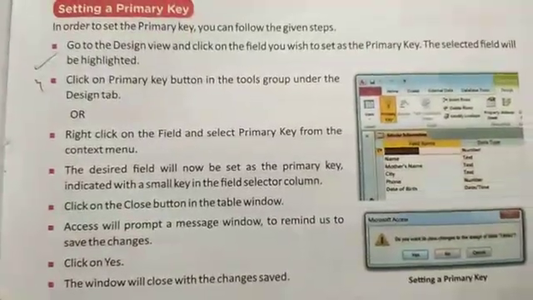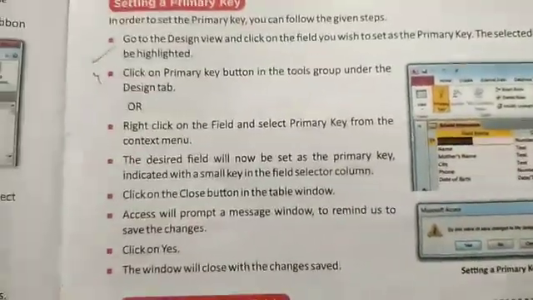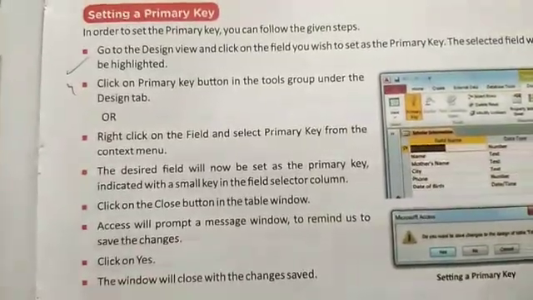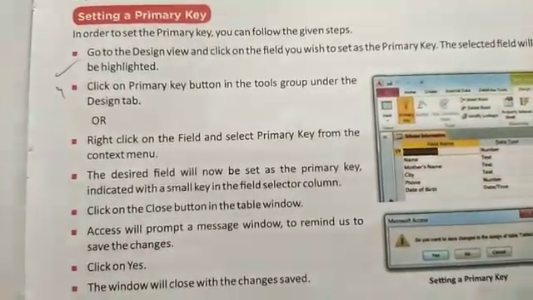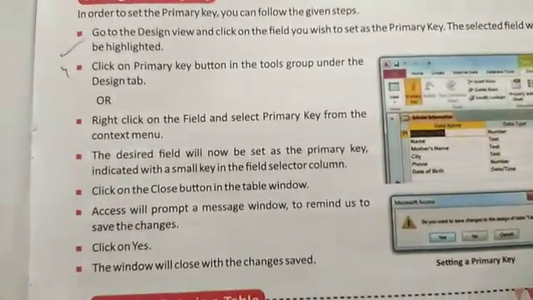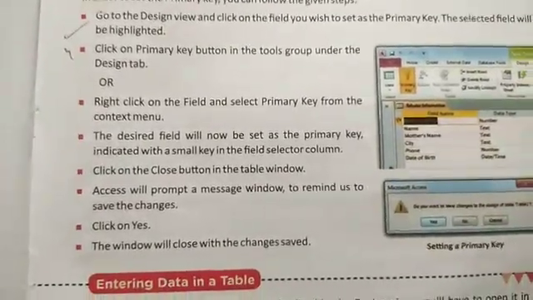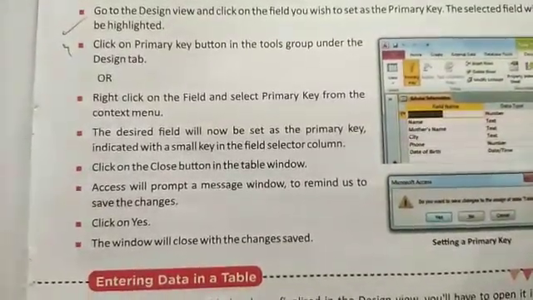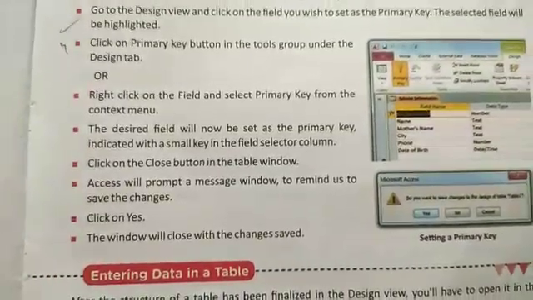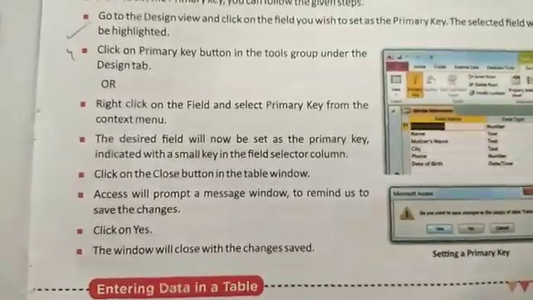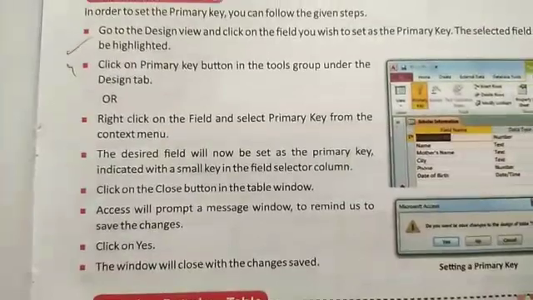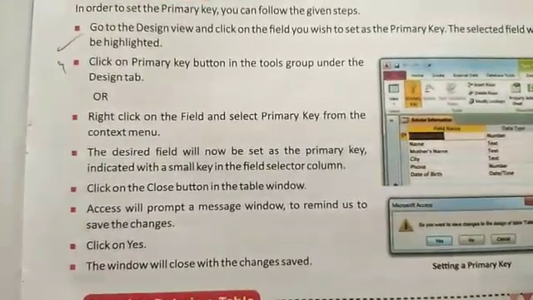You have two options. Either you can click on the Primary Key button in the Tools group under the Design tab, or you can right click on the field and select Primary Key from the context menu. The desired field will now be set as the primary key. Whatever field you have selected will be set as the primary key, indicated with a small key in the field selector column.